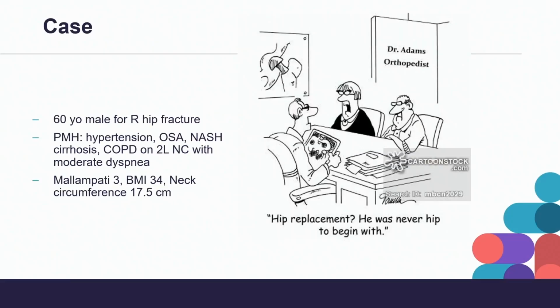So, this is a typical case here. A 60-year-old male who has a right hip fracture coming in. If your patients are anything like my patients, they have hypertension, OSA, they've got NASH cirrhosis, on 2 liters of oxygen at home with COPD, and has some dyspnea as well, possible pain from their hip fracture. They're also obese with a large neck circumference. So, the question becomes, what do you do with this patient? And by the way, their preoperative labs show they're moderately thrombocytopenic, but they've also got a mildly elevated INR of 1.5.